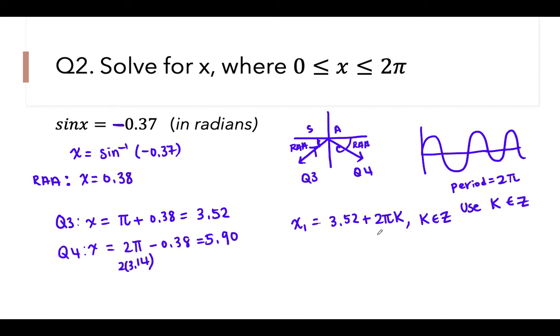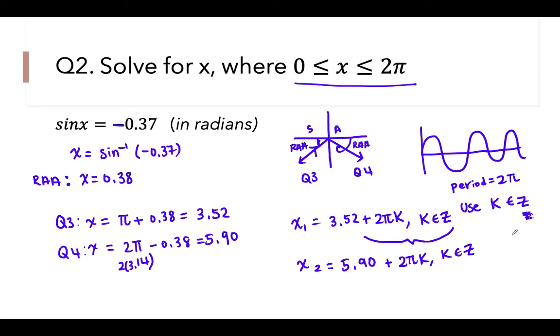So you will be writing this component if there is no restricted domain. But if there is a restricted domain, then you'll be writing just 5.90 as your final answer. But then I could say 2 pi k, the k being any integer, which is represented with Z.